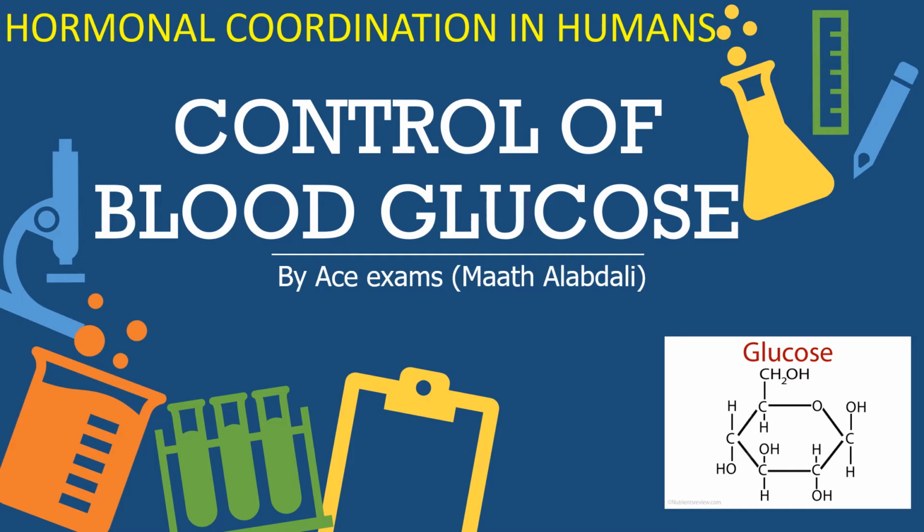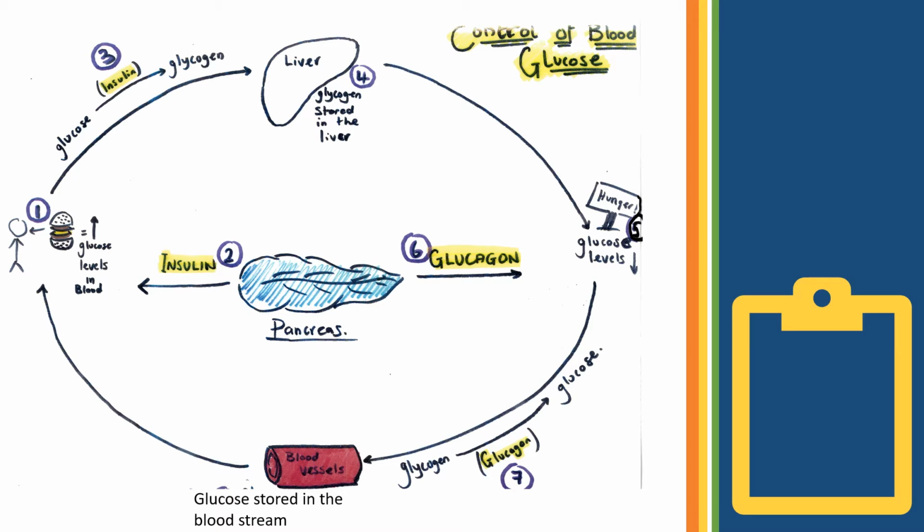This is Mathal Abdali, and today I'll be explaining two of the hormonal coordination in humans. One of them is the control of blood glucose and diabetes. Okay, so let's start. This is a nice simple diagram that explains the whole of the process.